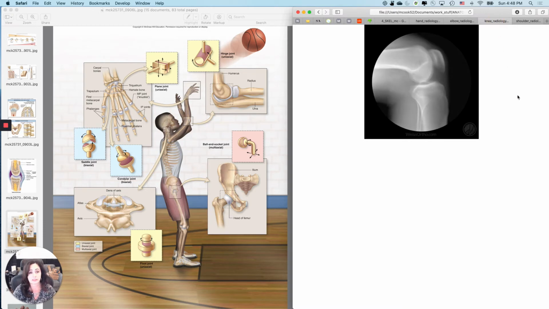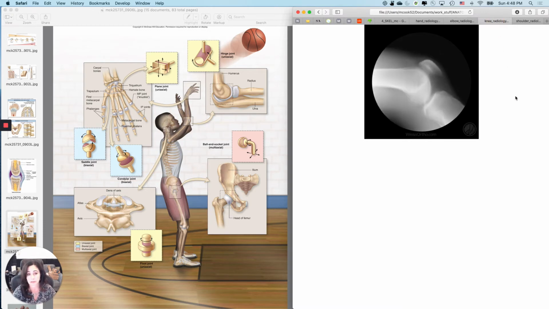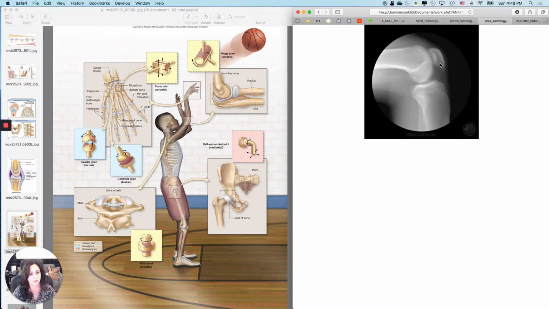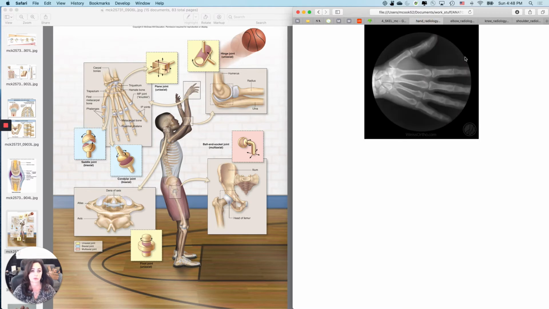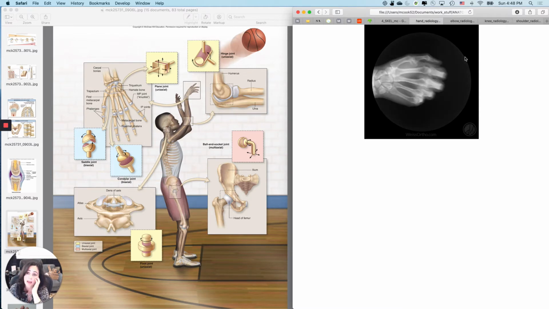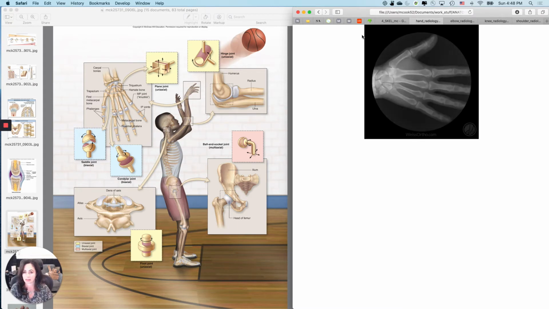Anybody know what this one is? I mean, it says at the top, but don't look. This is kind of your cheat version right there. That's the knee. And then this one's exceptionally cool. That's the hand radiology. So you can go into a ton of detail about how joints actually move and work, but I don't have time to do that. So if you guys go into PT, you'll learn more about it than I ever did.